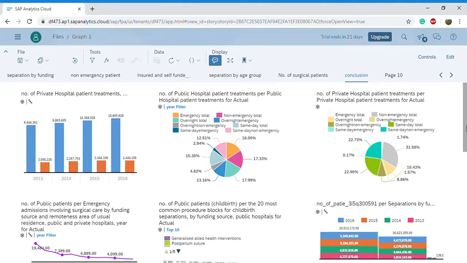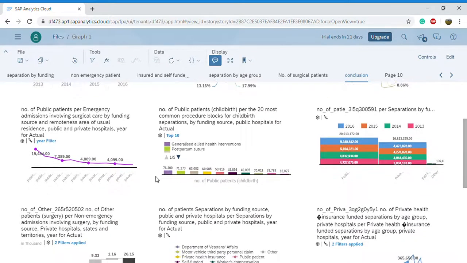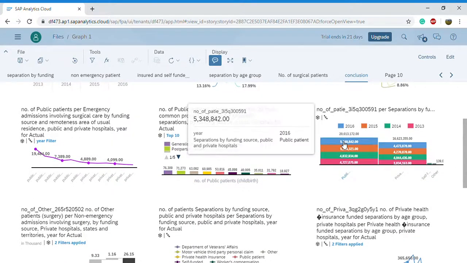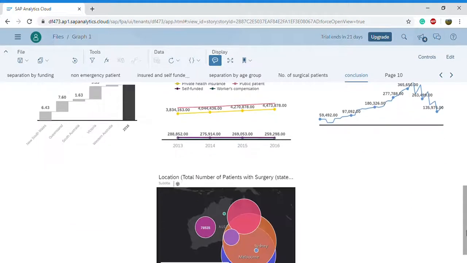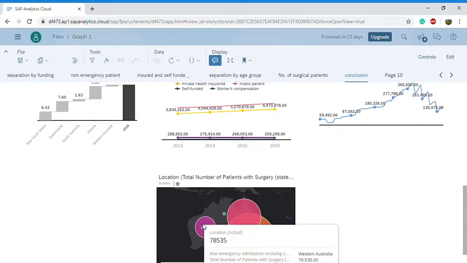So this is how SAP Analytics Cloud tools make it easy to predict future outcomes for any large organization by analyzing large amounts of data.